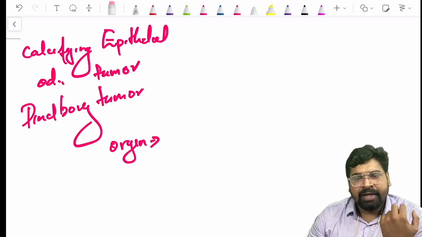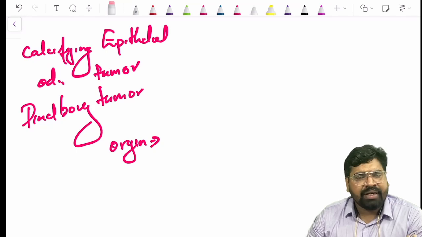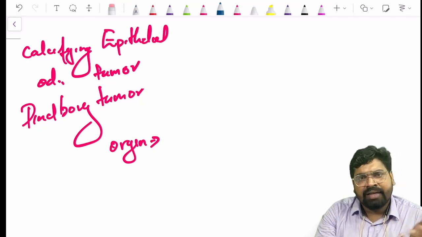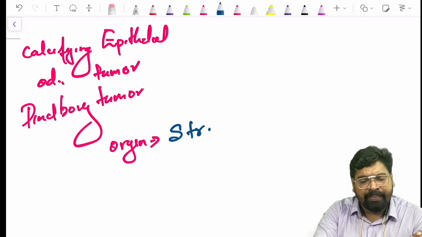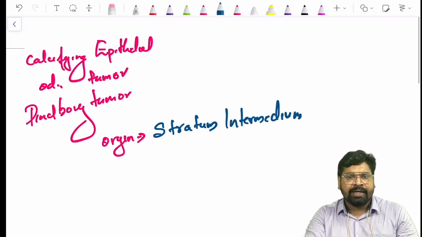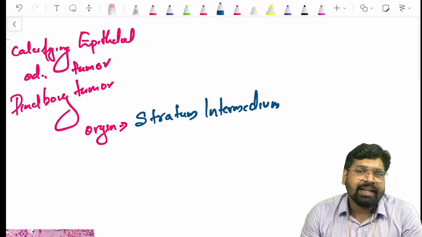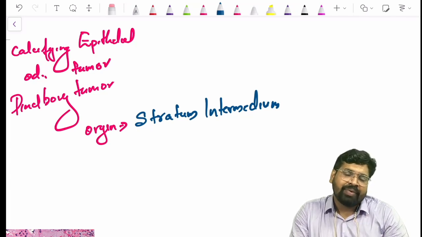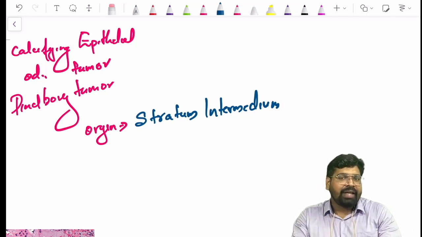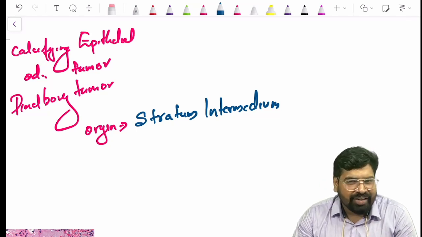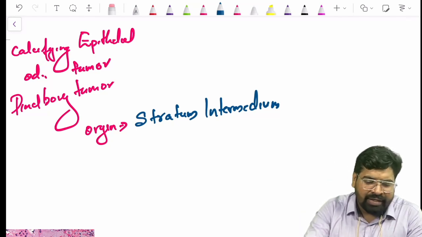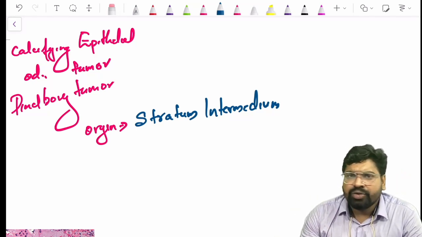Obviously it originates from the rests of dental lamina, but the first important area of its occurrence is considered to be the stratum intermedium. When you learned about the development of a tooth bud in dental histology, you may have heard about the stratum intermedium. That means the inner enamel epithelium, the outer enamel epithelium, and a layer of cells called the stratum intermedium, which you see in the advanced bell stage. Those stratum intermedium cells are supposed to be the cause of this CEOT.